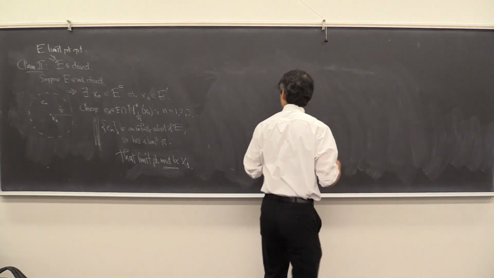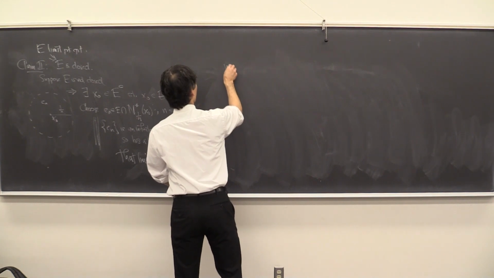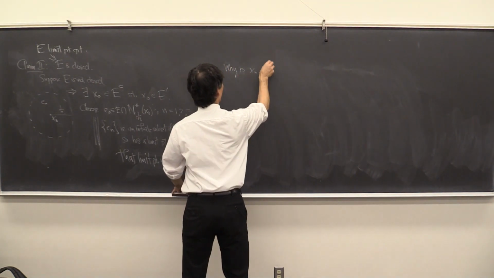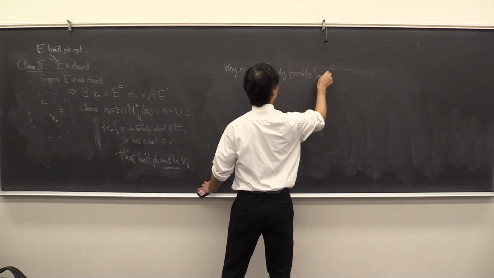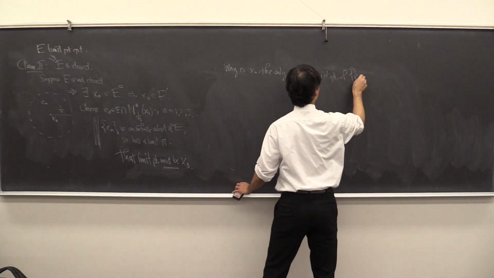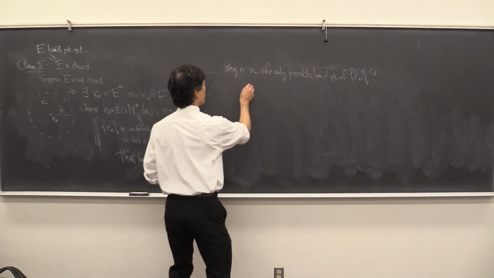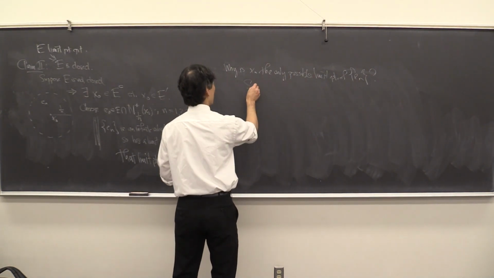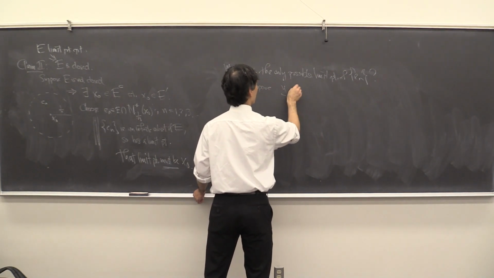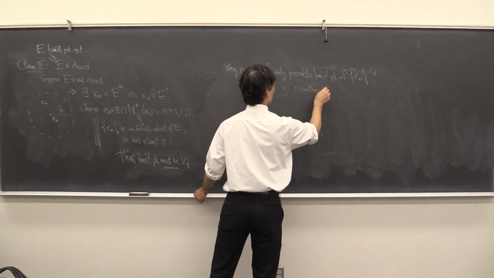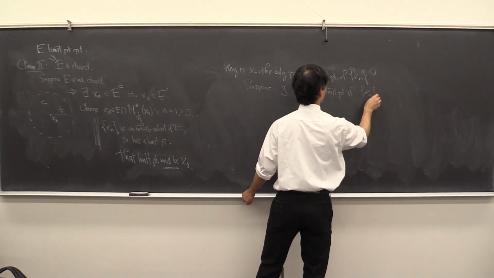Now why must x naught be the only one? Why can't there be any other limit point? Why is x naught the only possible limit point of the E sub n's? Well, suppose there's another one. Suppose y is also another limit point of the E sub n's.